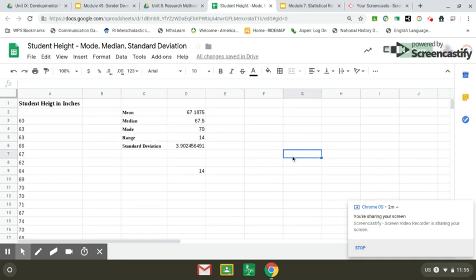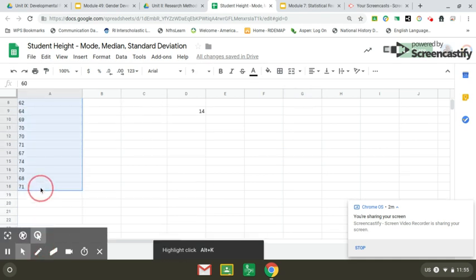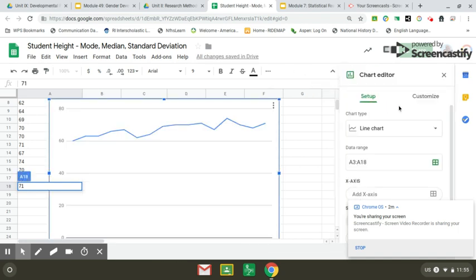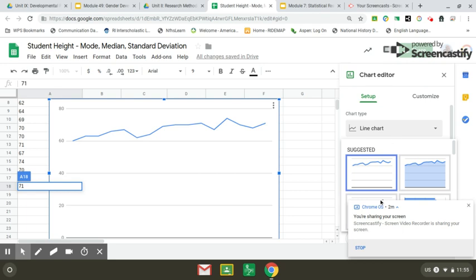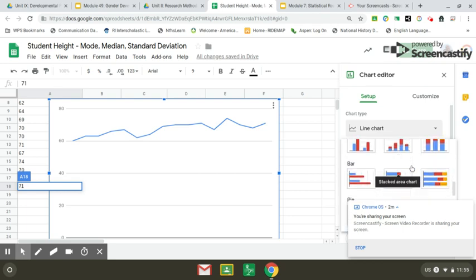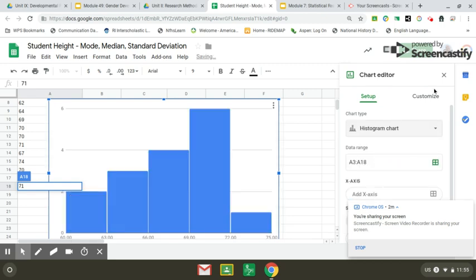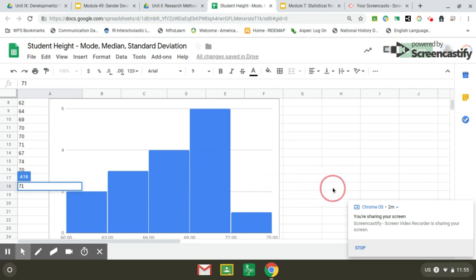And last thing we're going to do, we got to make ourselves a histogram. So grab the data table. We'll go to the little chart button we played with the other day. And we're going to choose histogram. And it's a little bit further down. It might be labeled, but it's this one right here. And there's our little histogram chart.